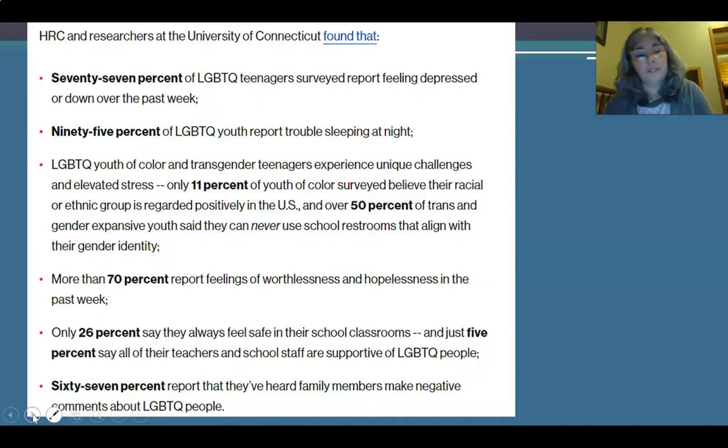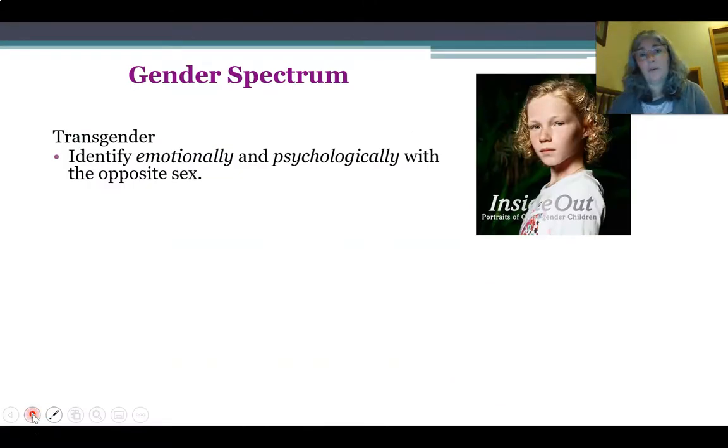All of our students need to feel safe and included in our classroom. There's a couple of terms I want to go over under gender spectrum, and that is the distinction between transgender and transsexual. So transgender, an individual who identifies both emotionally and psychologically with the opposite sex. So they may be born a male, but they simply feel and think that they are a female.